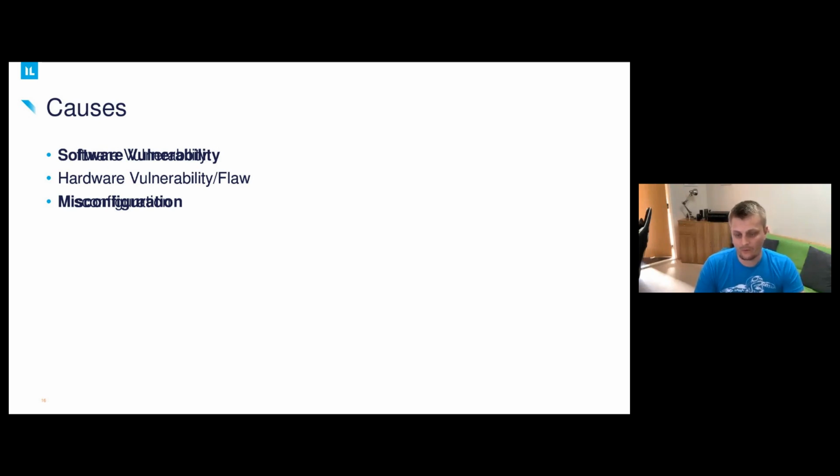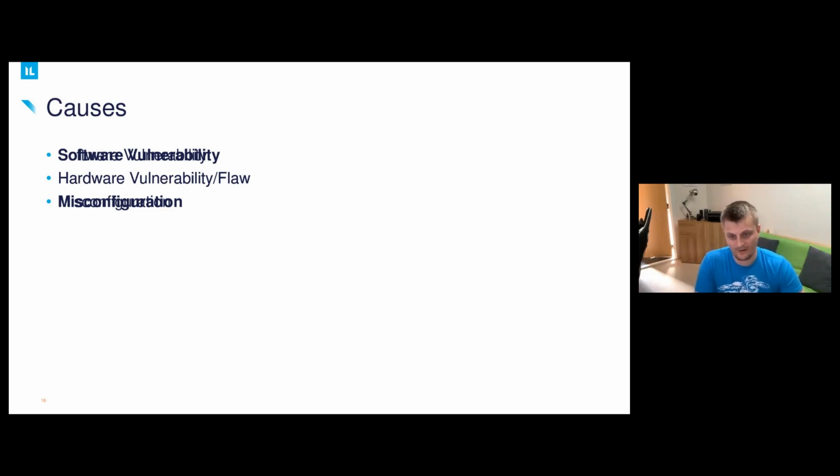PDF. So what I had there is, if we take a look, stand back and look at common security flaws out there today, you have software vulnerabilities, you have hardware vulnerabilities, and then you have misconfigurations. This is a very simplistic view.